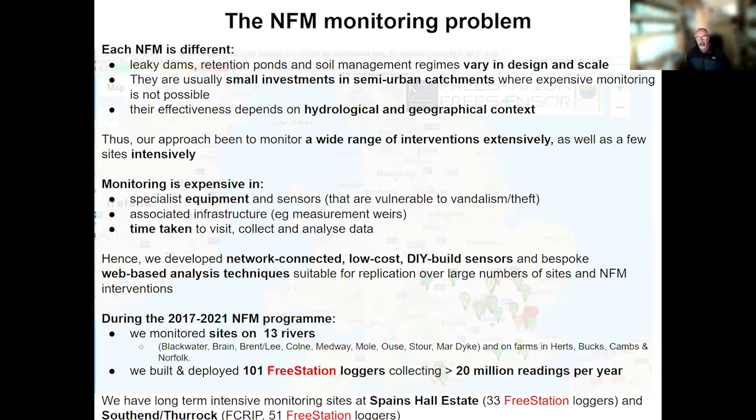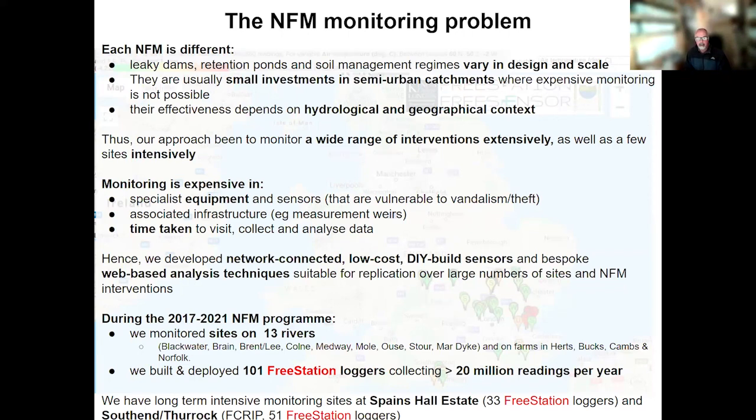And so our approach to natural flood management monitoring has been, on the one hand, to monitor a wide range of interventions extensively. So natural flood management projects throughout different parts, as you see, of Southeast England here, rather than focusing intensively at a single site. That's to tackle this geographical heterogeneity issue.